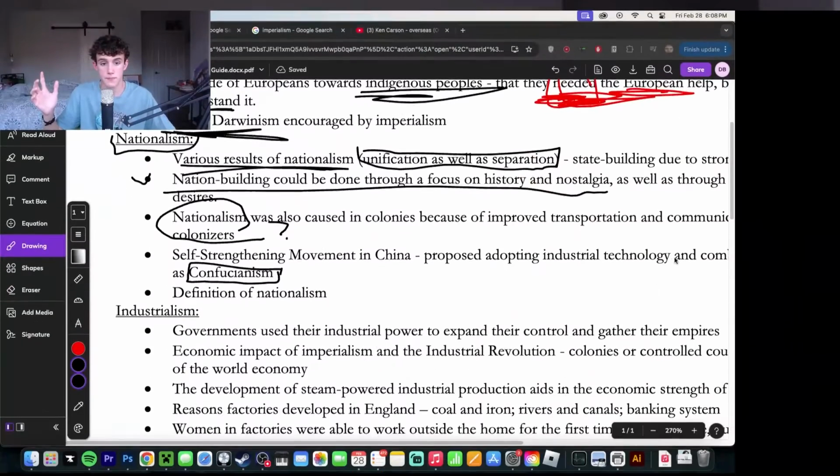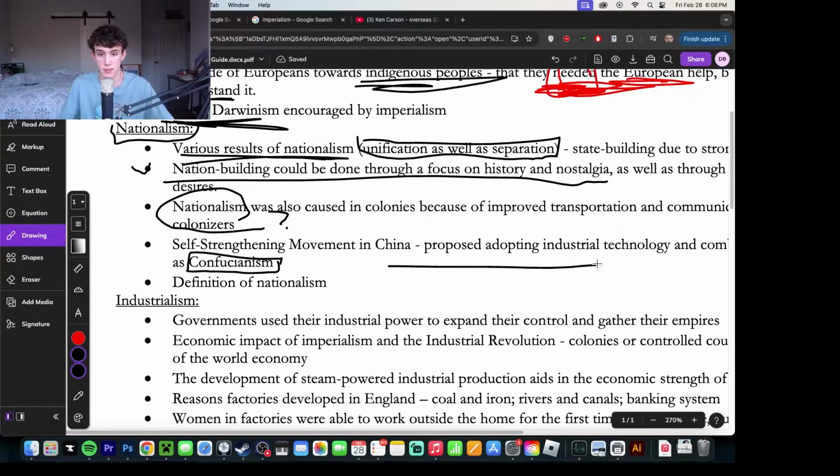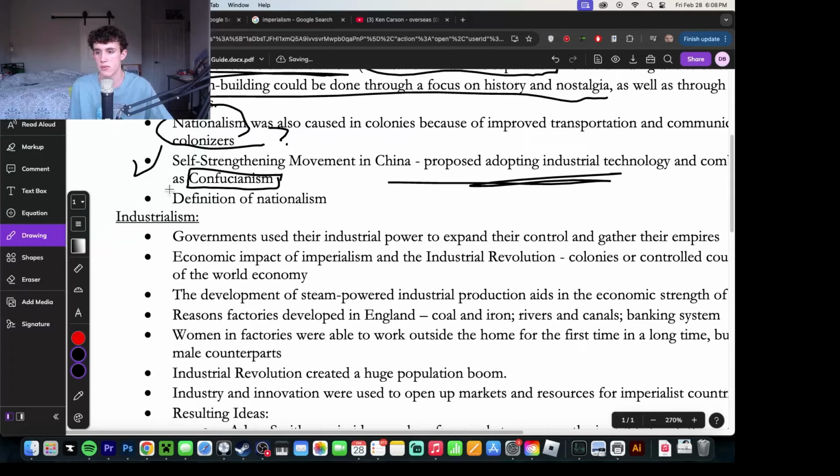And I think that's fair. People don't want to change their ways. However, they needed to because everyone else was industrializing. You need money. You're going to get left behind if you don't. So you know what they did? They combined it with ideas like Confucianism, and it worked. I think it did end up working. It did strengthen China. So definitely, we know the definition of nationalism: having pride in one's country.